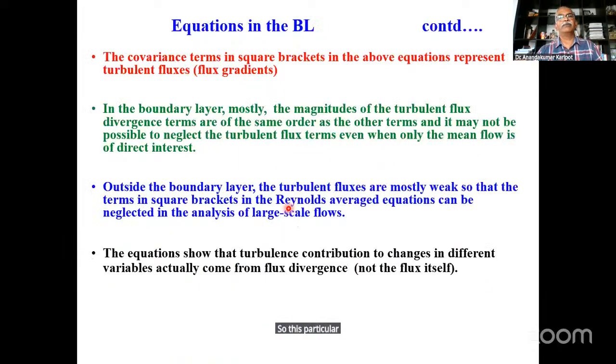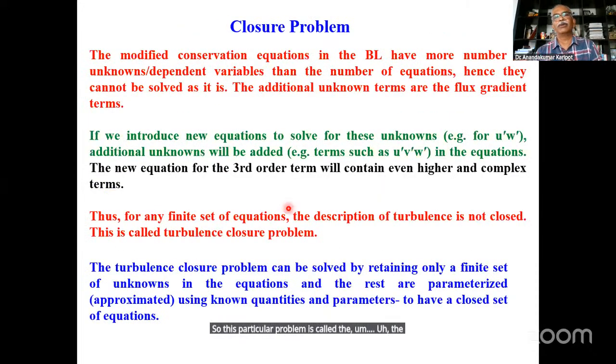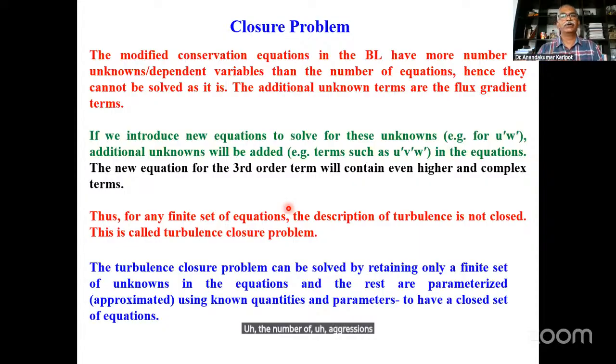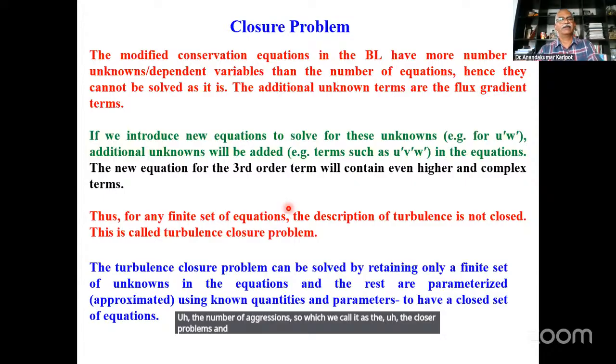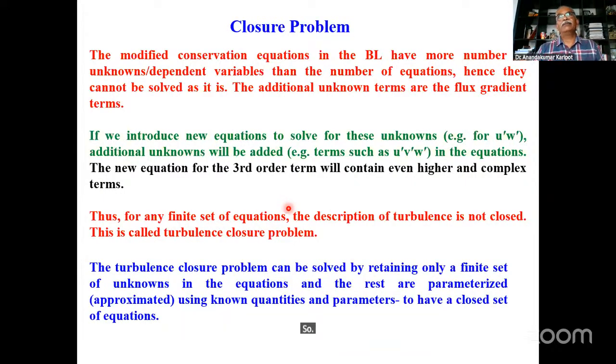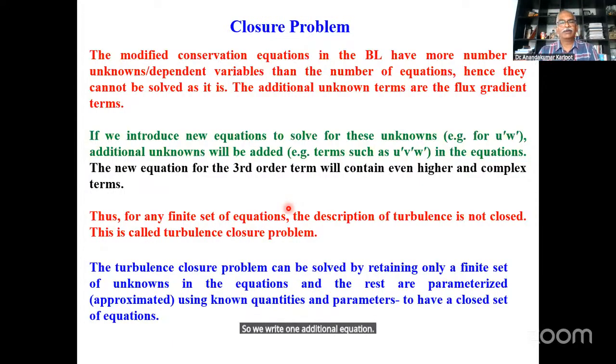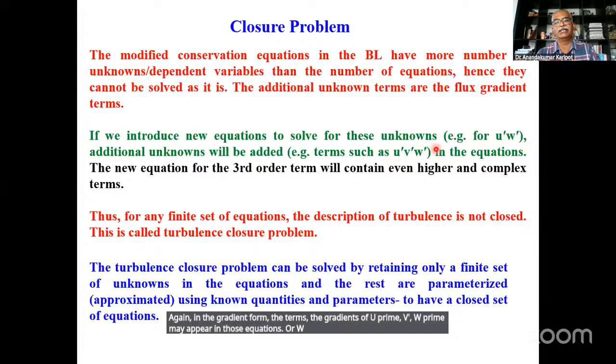This particular problem is called the closure problem. The number of dependent variables or unknowns is now more than the number of equations, which we call the closure problem, and these additional terms are the flux gradient terms. One way to come out of this situation is to try to increase the number of equations. We can write additional equations for the flux, for example u prime w prime, or its gradient, dou by dou z of u prime w prime. But if you do that, higher order unknowns will appear in those equations. Again, in the gradient form, the gradients of u prime, v prime, w prime may appear, or w prime theta prime may appear.